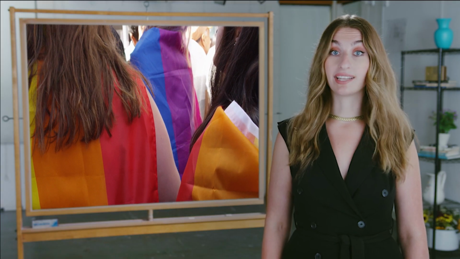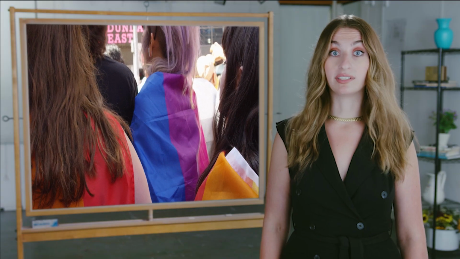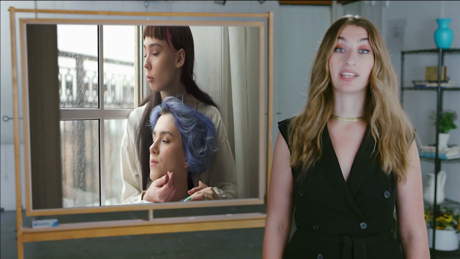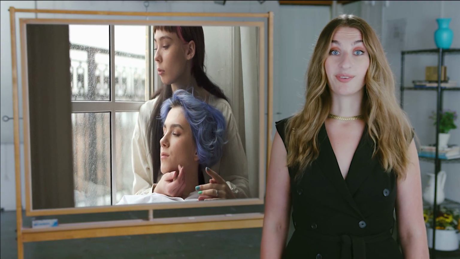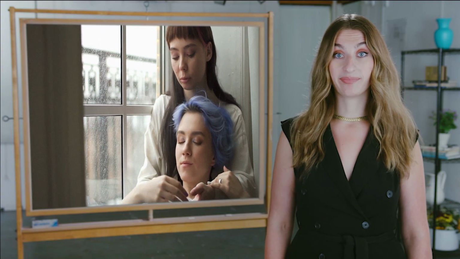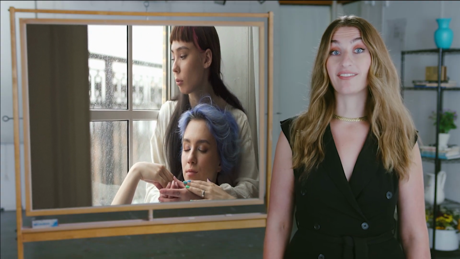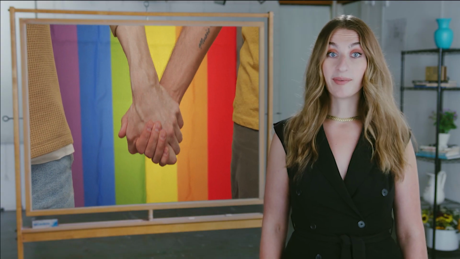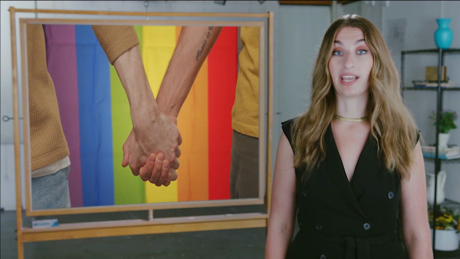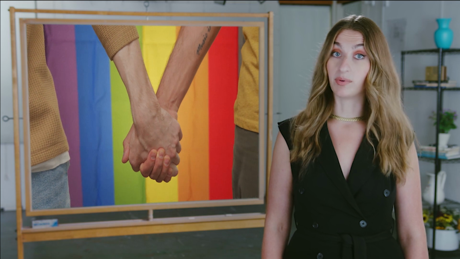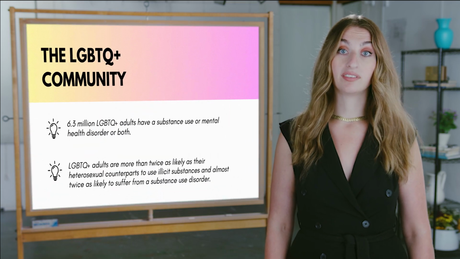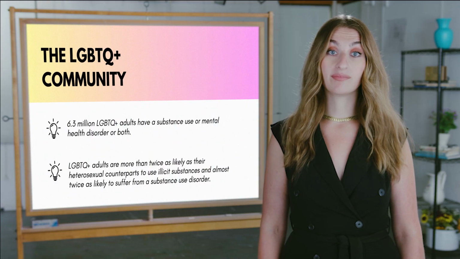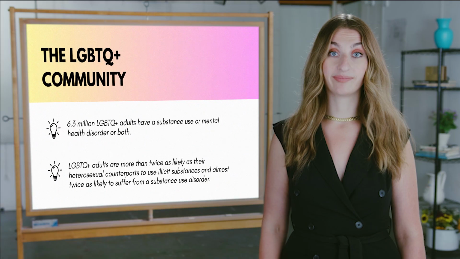LGBTQ+ teens are twice as likely to be bullied, excluded, or assaulted at school. They're nearly 40% less likely to have an adult in their family to whom they can turn. They are twice as likely to experiment with drugs and alcohol. These factors contribute to the prevalence of substance misuse in the LGBTQ+ community: discrimination and social stigma, lack of support, fear of coming out, potential lack of parental support, internalized homophobia, co-occurring disorders, lack of cultural competency in the healthcare system, socialization, and marketing.